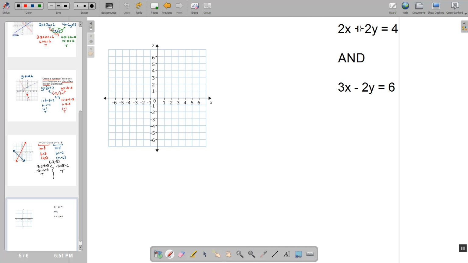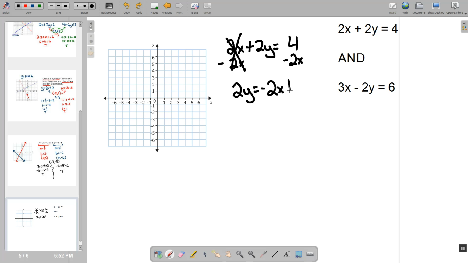So let's do this first equation. I'm going to move it over here, and I'm going to say 2x plus 2y equals 4. So I'm going to turn this into y equals so I can graph it. So I'm going to subtract 2x from both sides. Now, as a review, remember, boys and girls at a dance. So I get 2y equals negative 2x plus 4. They can stand next to each other, but no combining.